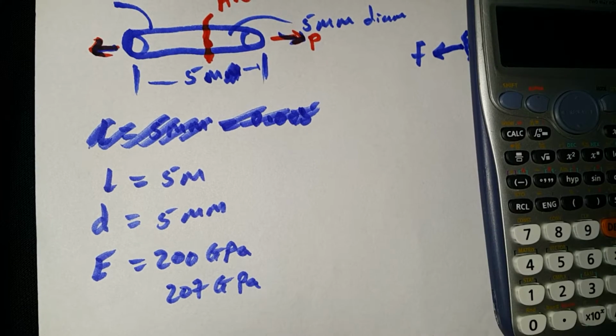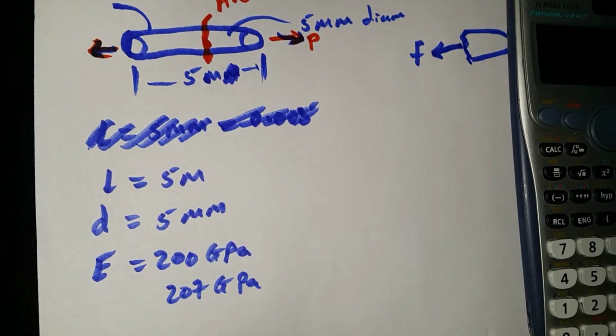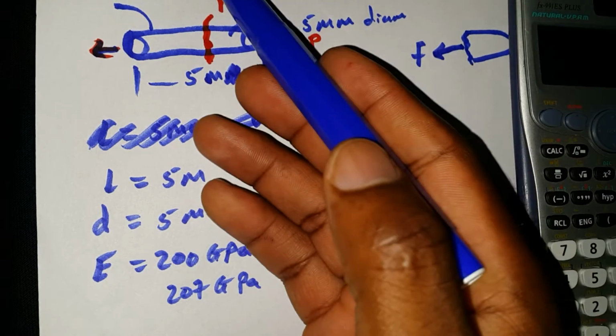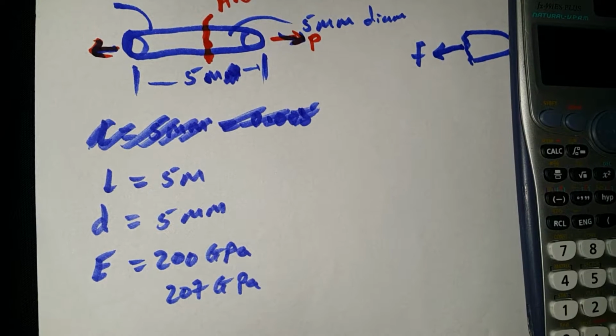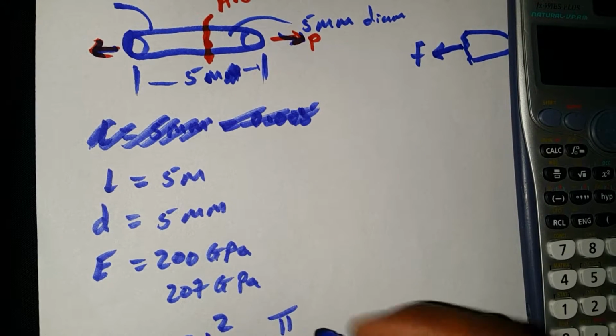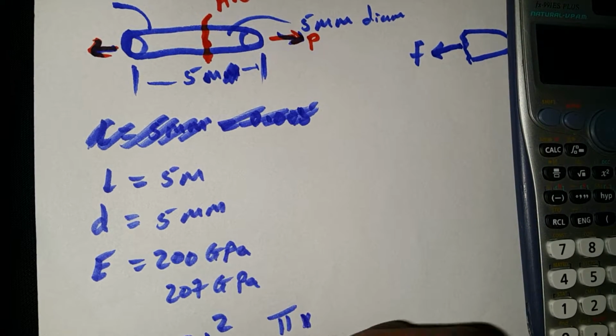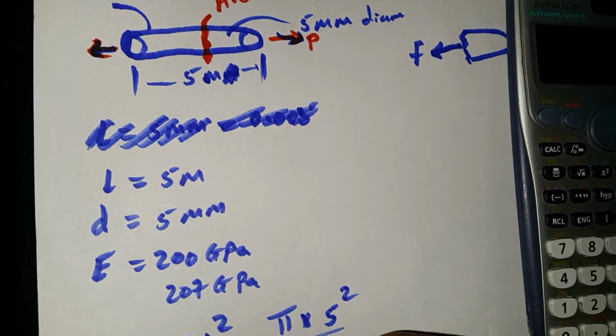Depending on the type of steel, it will be given to you. So, we were trying to find the area. We know the area of a cylinder is pi times diameter squared over 4. So we know what pi is multiplied by: our diameter, which we said is 5, squared, over 4.